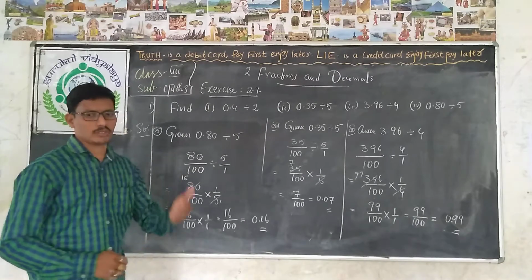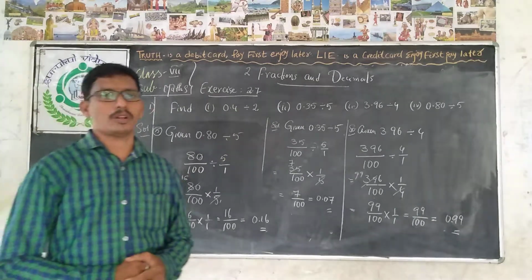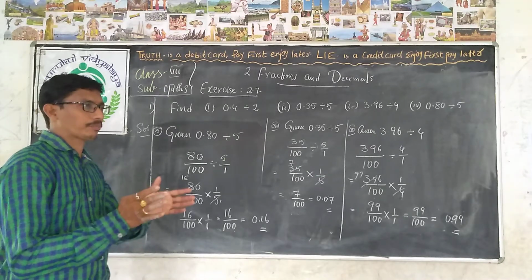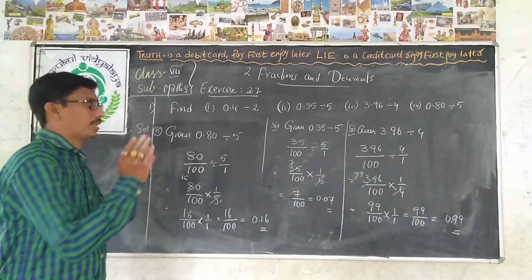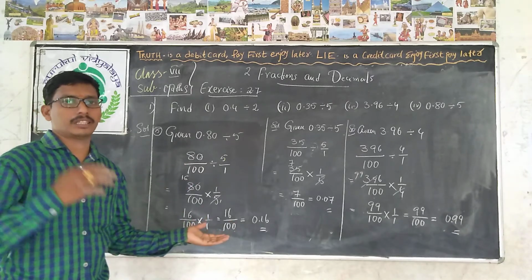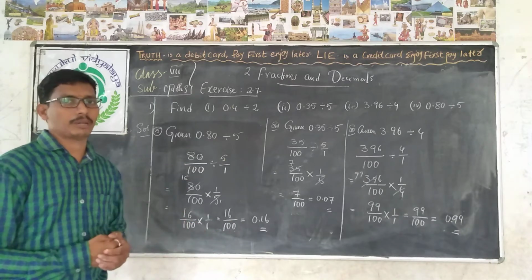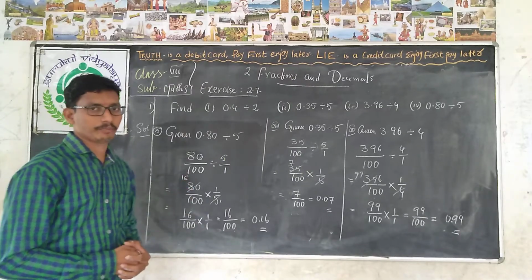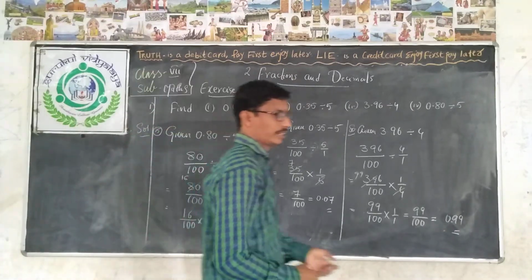So the first problem, second problem, third problem, fourth problem, all the problems you have to do in the same model. But sometimes they will give both decimal numbers under division, or one is a decimal number and another is a whole number. Sometimes both decimal numbers will be given. But the procedure is the same. So we can continue with the next problem.